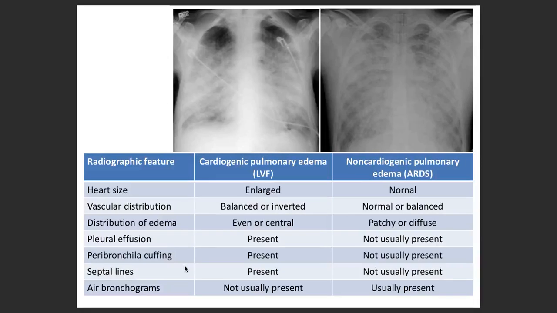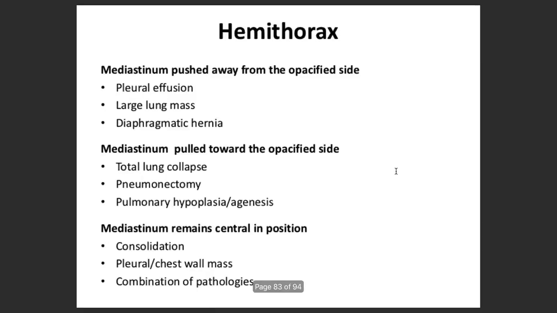The air bronchograms are most commonly seen in ARDS. So now you are able to understand how to differentiate ARDS, but also from the different causes, right? For example, whether it has been caused by a lung problem, or is it caused by something else?